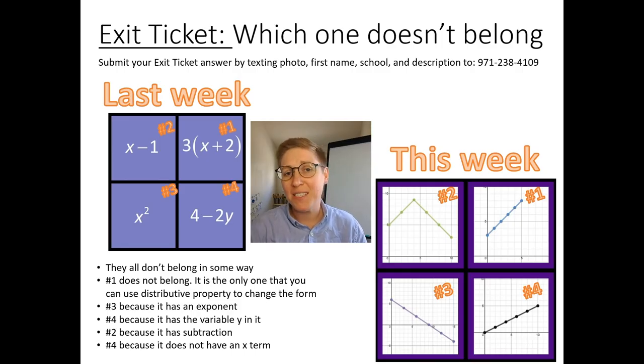Finally, for our exit ticket today, last week we had this which one doesn't belong that shows three quantity x plus 2, x minus 1, x squared, and 4 minus 2y. Here are some submissions of which one doesn't belong from last week. Of course, they all don't belong in some way, someone says. Number one doesn't belong because it's the only one that you can use distributive property, 3 times x and 3 times 2.